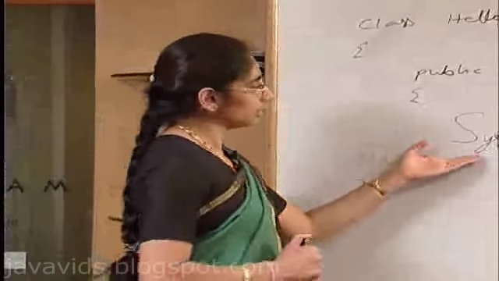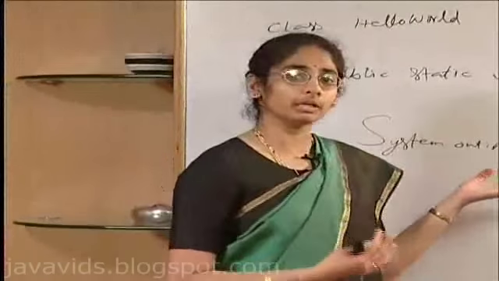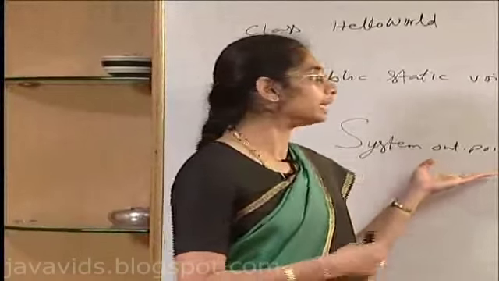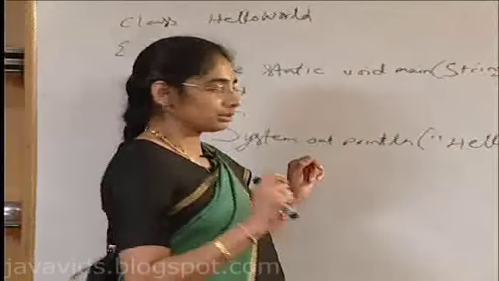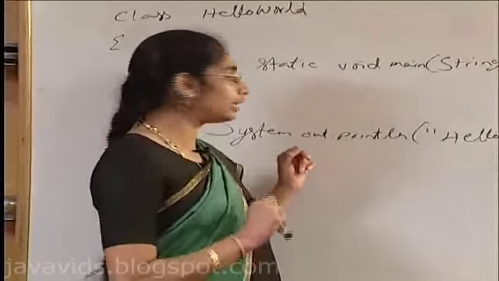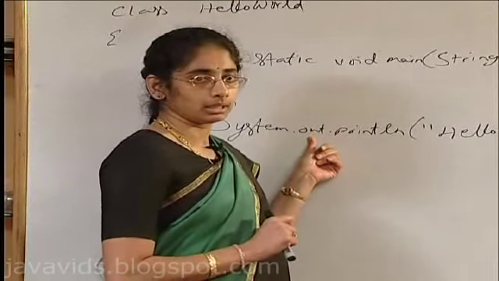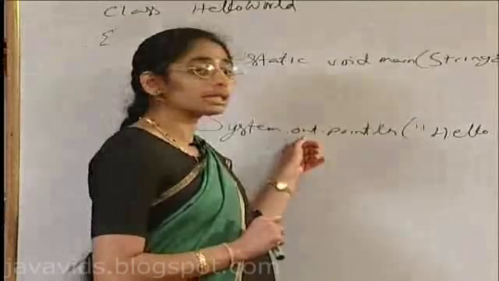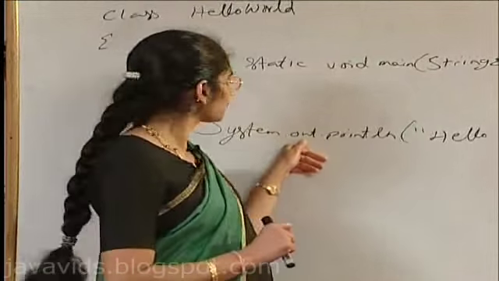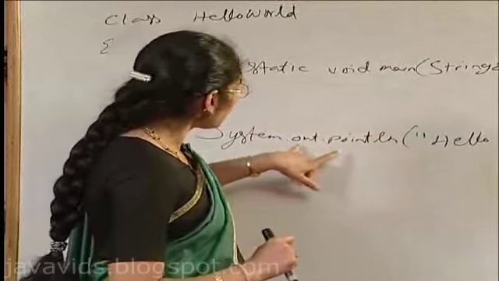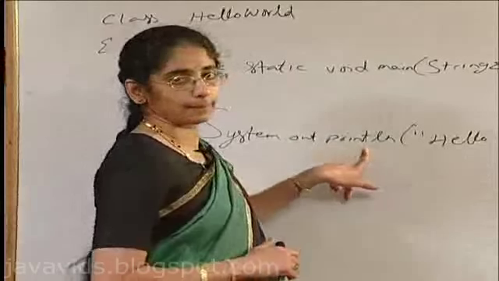Coming over to the next line in the main function. You want to display hello world onto the monitor. That's the standard output device. In order to represent the standard output device, we have the out here, which is representing the standard output device. So to display anything on the standard output device, you say System.out.println.